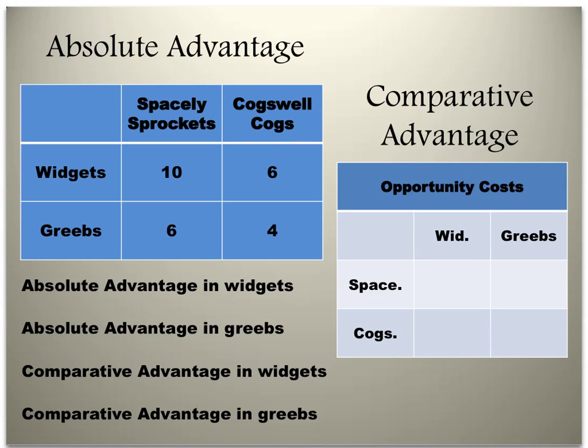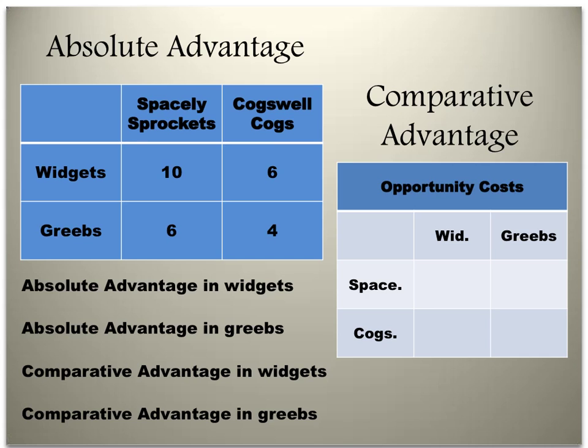All right, let's look quickly at the difference between absolute advantage and comparative advantage. Absolute advantage is when you have two producers making two goods, and the one that is absolutely best, or more efficient, who can make the most with a given amount of resources, they have absolute advantage.